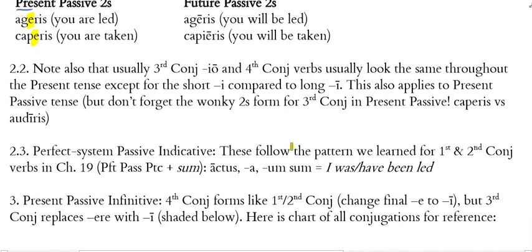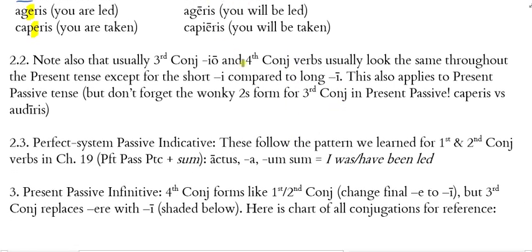Also, that third conjugation io and fourth conjugation verbs usually look the same throughout the present tense, except for that short I compared to long I.